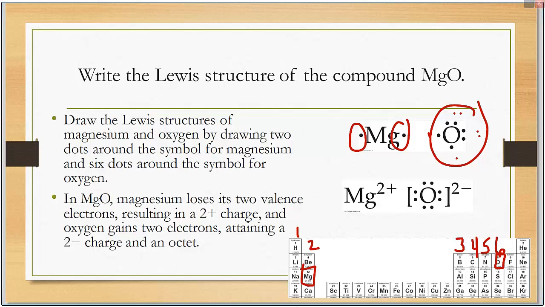In magnesium oxide, magnesium loses its 2 valence electrons, which are right here and here, resulting in a positive 2 charge. So once these 2 electrons leave, it now has Mg2+. And oxygen then gains those 2 electrons. Once those electrons are gained, it has a negative 2 charge and an octet.